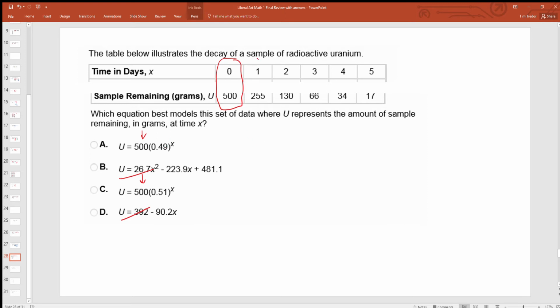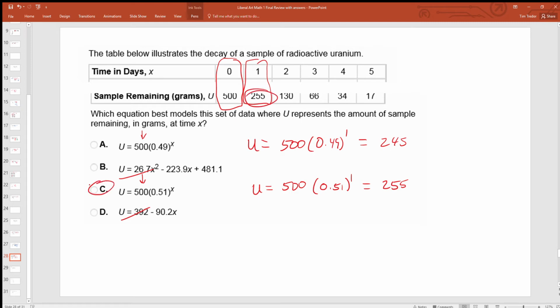So I would plug in this to see if it works. So if I try that with this one here, with A, U equals 500 times 0.49 to the 1 power, that's going to get me 245. That's not what we have here. So let's see if this last option C, 500 times 0.51 to the 1 power, and that's going to give me 255, which is what I want. So I'm choosing option C.